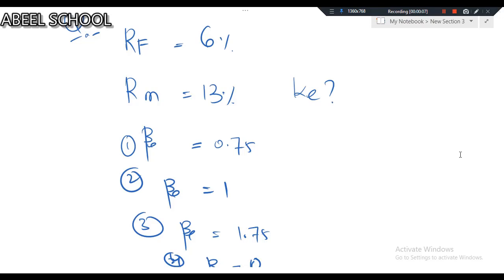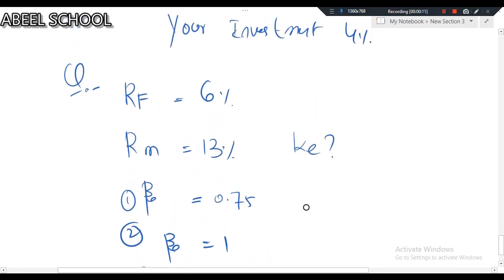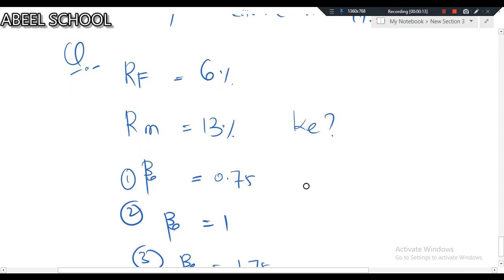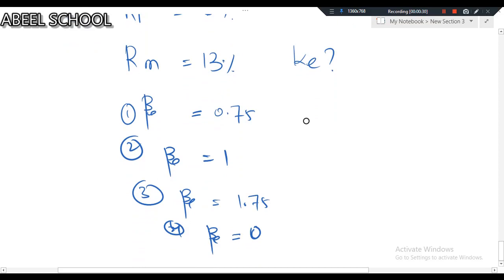Let us start this question which I gave you in the last class. I strongly believe that you must have attempted this question, but let us now try together. We need to calculate four different Ks in each scenario.